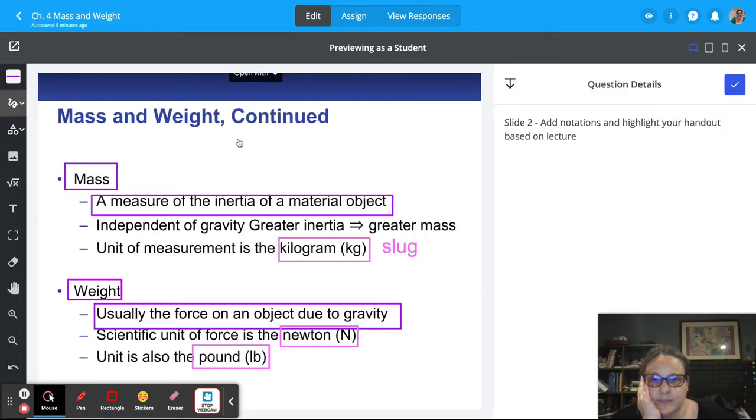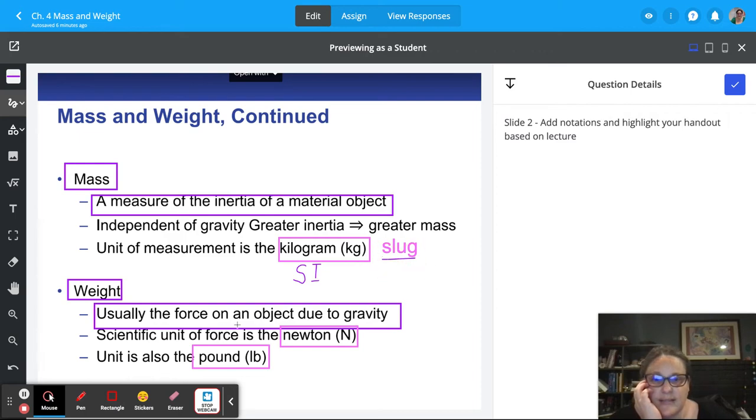All right, in the next slide here, we have mass, a measure of inertia of a material object. So that would be a definition, a key phrase. It is independent of gravity. So the gravity doesn't have to exist for it to exist. The unit of measurement, the SI unit of measurement, is the kilogram. So when we are performing calculations or looking at any kind of numbers in physics, we're looking for the SI unit. Okay, so that's what we're looking for, is the SI unit, and for mass, that unit is kilogram.